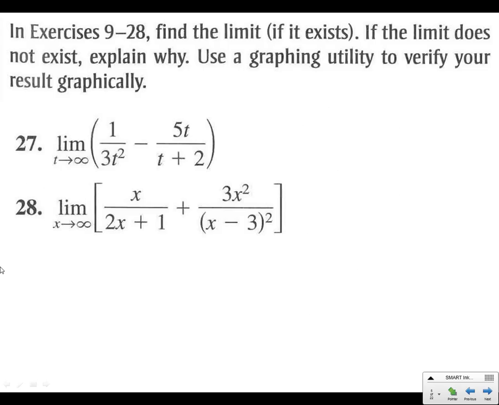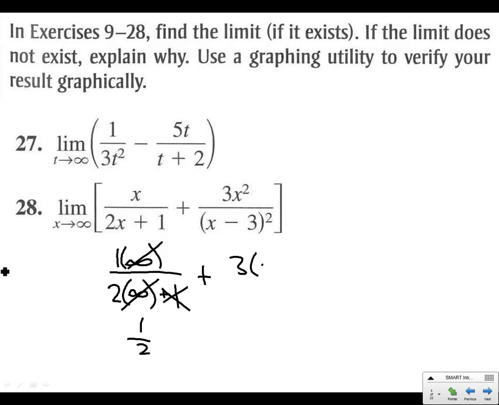All right, moving right along, let's take a look at 28 on this one. Okay, we can deal with this plus. We can do it in 2 parts here. First, we'll look at the first fraction, infinity over 2 infinity plus 1. Do we care about the 1? Nope, it's not going to affect infinity at all. And we can put a 1 up here because the infinities are going to cancel. We'll be left with 1/2 plus 3 infinity squared over infinity minus 3 squared.